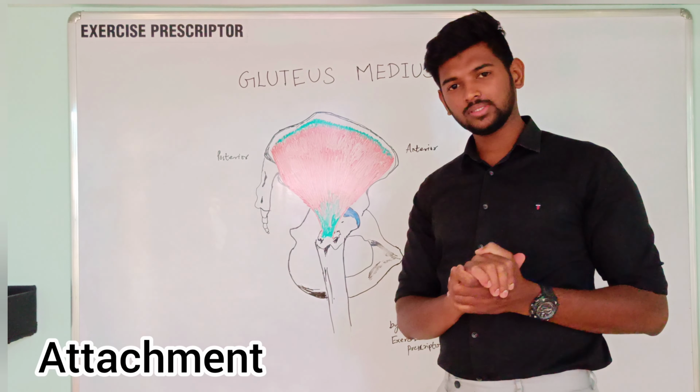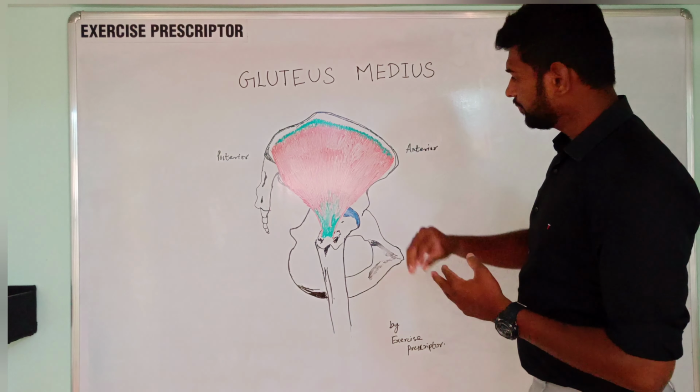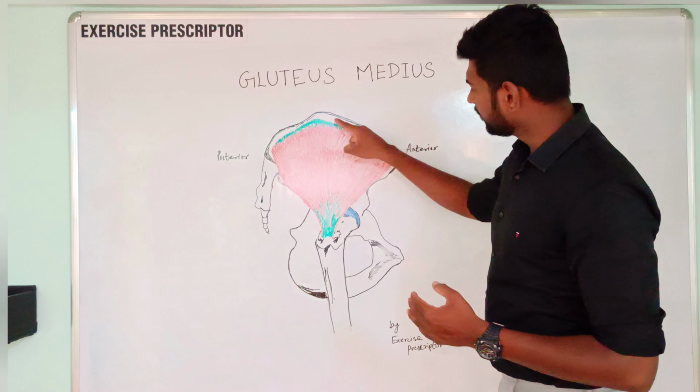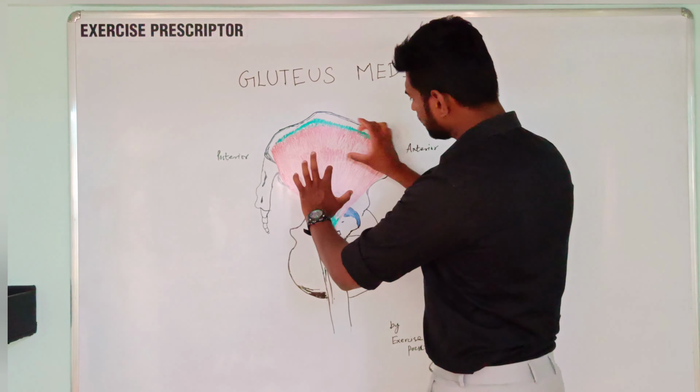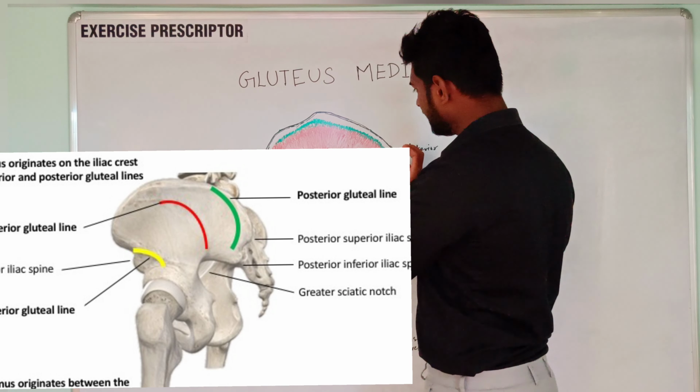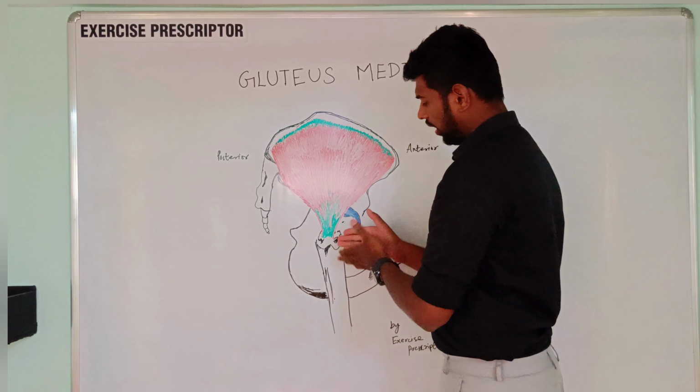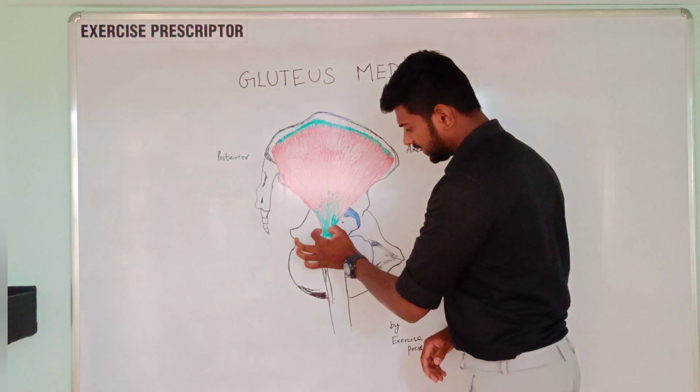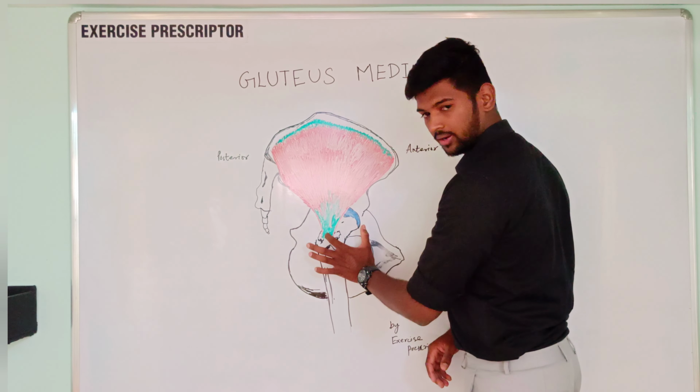Next, we'll see the attachments. It attaches proximally just inferior to the iliac crest, between the anterior and posterior gluteal lines. Distally it attaches to the lateral surface of the greater trochanter.